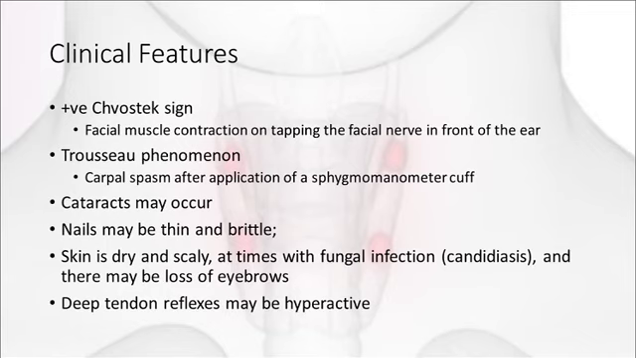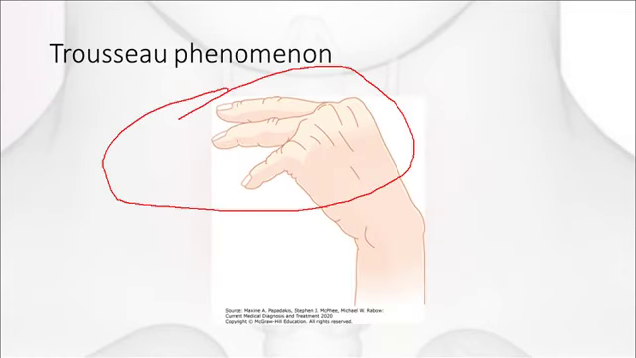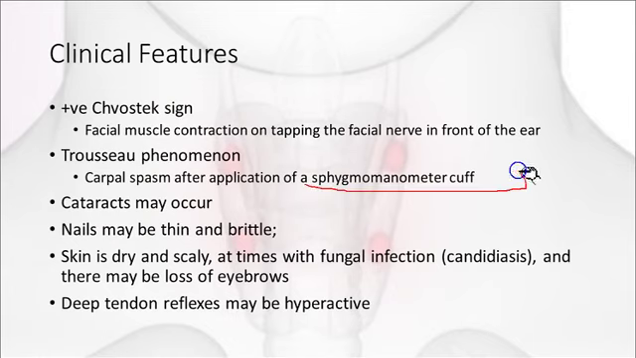Now, the clinical feature that will obviously be noticed is the positive Chvostek sign, where you will get a contraction of the facial muscles when you tap directly on the facial nerve, which is just in front of the ear itself. Usually you will get a sort of a contraction of the muscles there. Then you get Trousseau's phenomenon, which will result in a carpal spasm of the hand itself when you apply a blood pressure sphygmomanometer cuff to the arm itself.